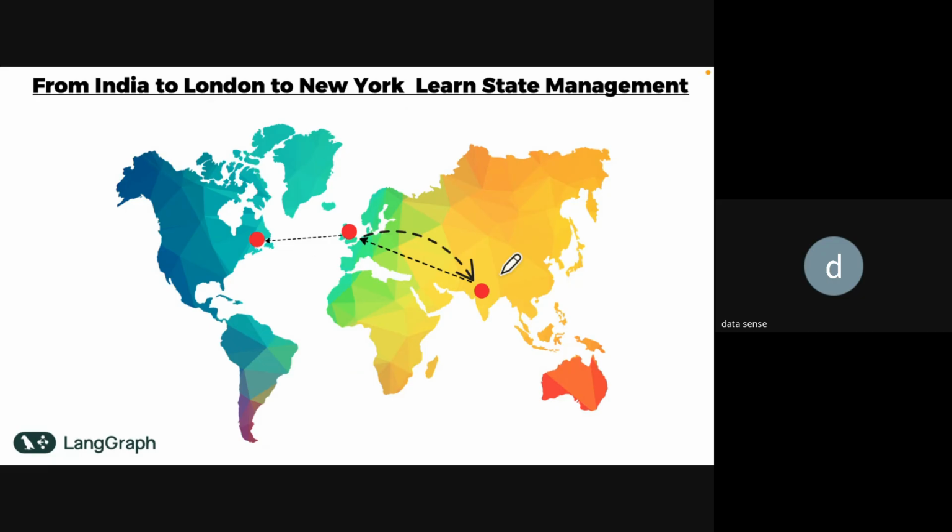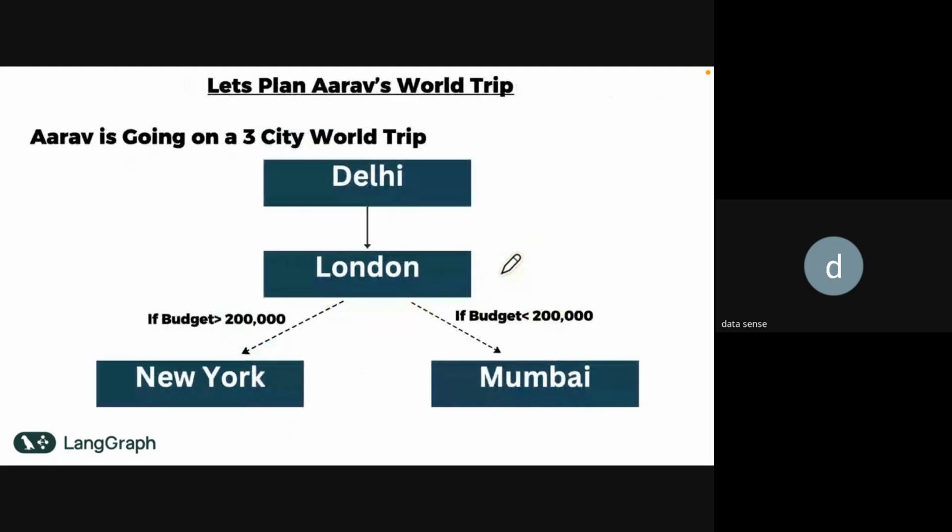Let's see how it is going to be. So the plan. I have randomly named this person Wg. Wg is going on a 3-city world trip. What is he going to do? He's going to start from his house in Delhi, go to London. He will spend some time in London, he'll roam here and there. And then if at London the money that is left with him is greater than 2 lakhs, he will go to New York. And if his budget is less than 2 lakhs, he will come back to Mumbai. This is the whole travel plan that we have to create for the person. Okay, everyone good so far? Any doubt in this?